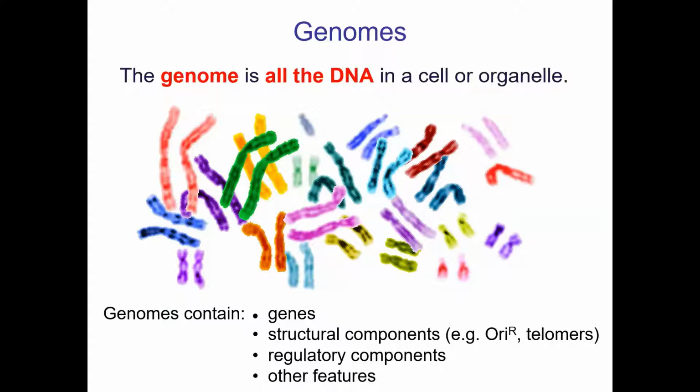And I think we've thrown that word around a few times, chromosome, genome, things like that. So genome is really all the DNA in something. We could be talking about all the DNA in a cell, or we could be talking about the DNA in an organelle, such as a mitochondria. And the genome, the DNA, contains a whole bunch of things. Obviously, it contains genes, but we did talk about quite a number of structural components already: the origin of replication, the telomeres, the centromeres. These are structural components. There are regulatory components we're going to talk about in a later unit. And there are other features. And there's a bunch of DNA, actually, we don't know what it does either. And so these things are very interesting.